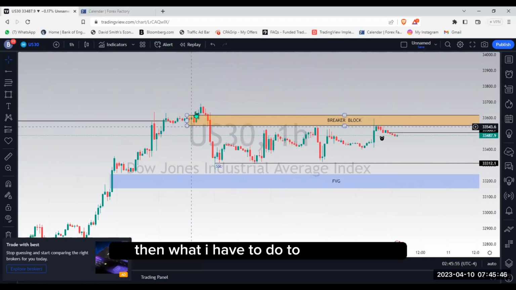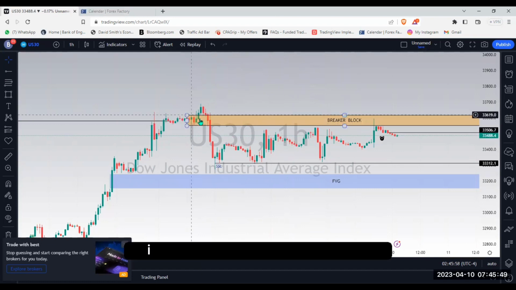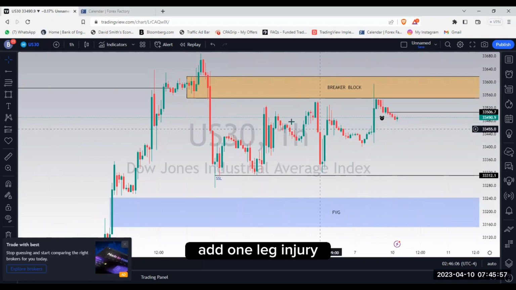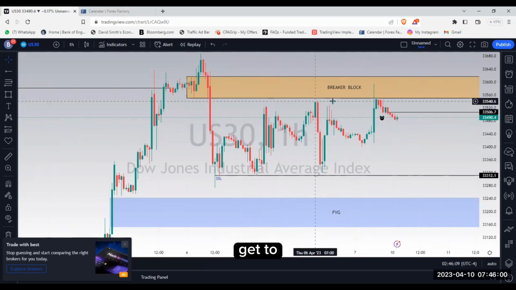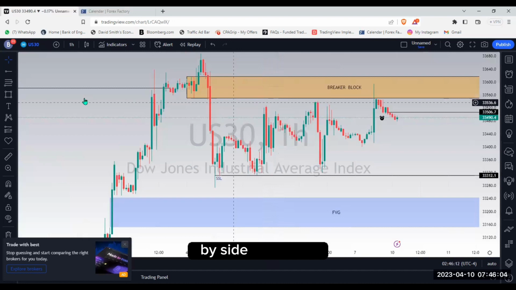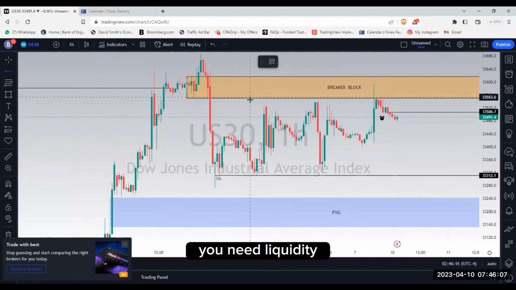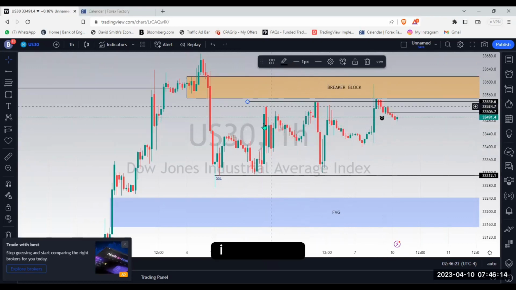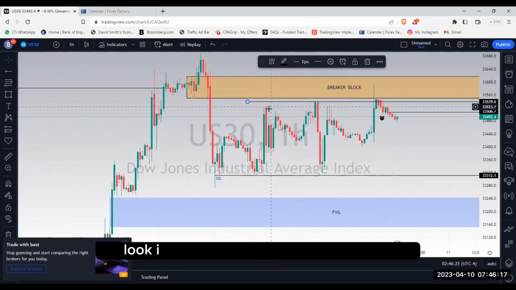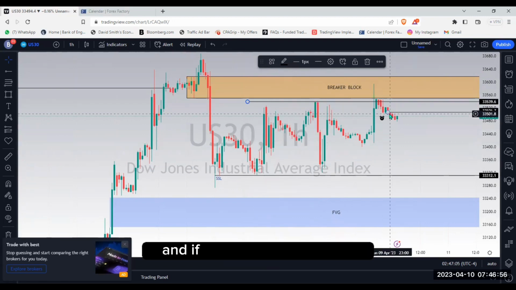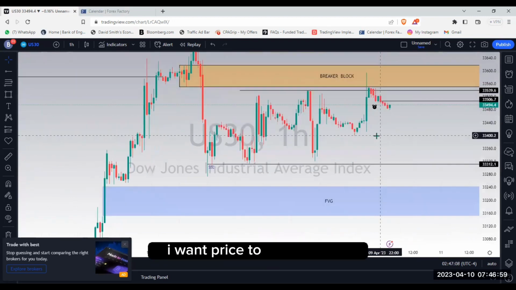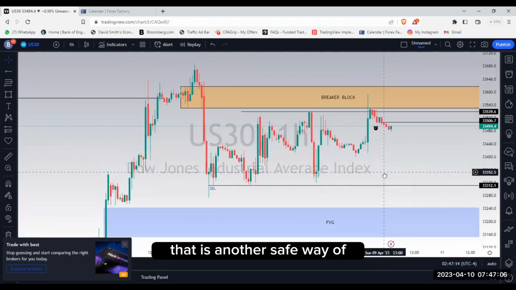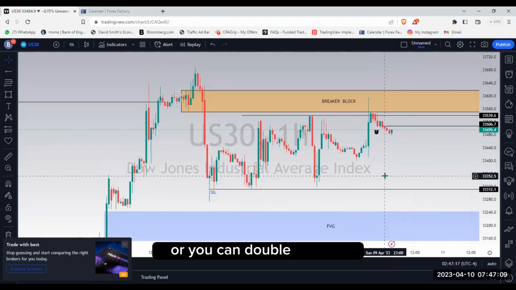Then what I had to do was to identify this breaker block. I had to identify this breaker block and wait for it. All right. So now, how do I make entry? I've seen that before price gets to the breaker block, it has created buy side liquidities, which is very important. You need liquidity. If price had not created this liquidity, I'd be skeptical about this trade. Before price gets into my breaker block, I want to see price creating liquidity. And if price doesn't get there, I would want price to break this structure and create another area. That's another safe way of making entry in this case, or you can double in scalp.